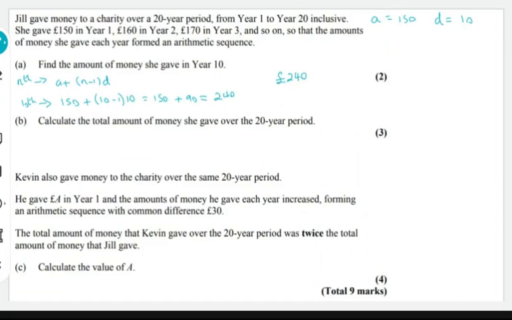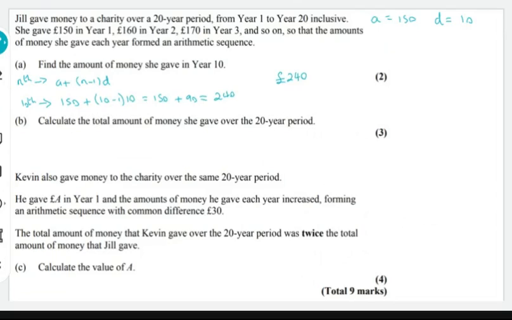So then B is what I calculated for 10 years. So if I just put 20 years into that instead. So for this one, n would be 20, wouldn't it? And then you use the other formula. Yeah, the sum formula. So for this one, I got 4,900.